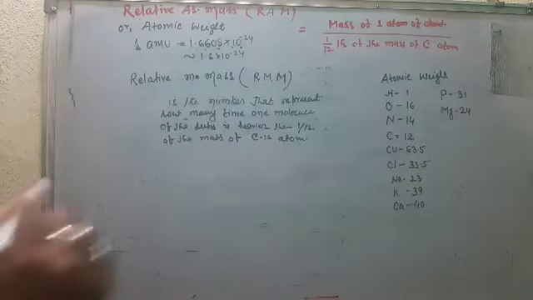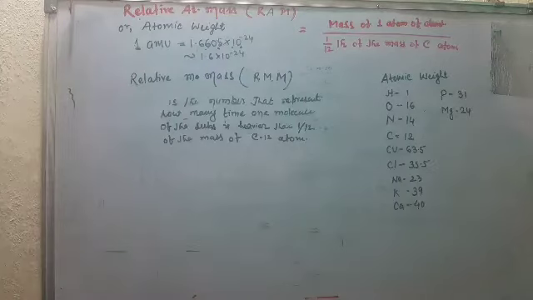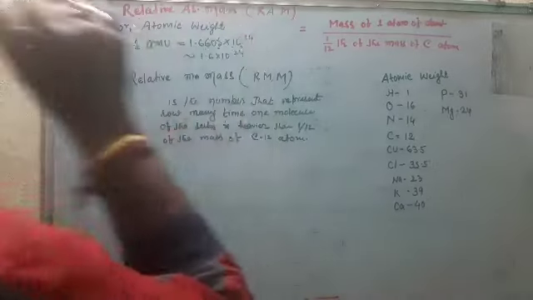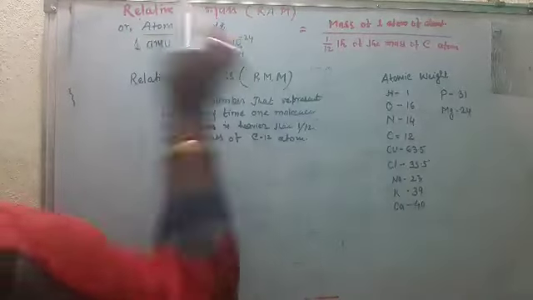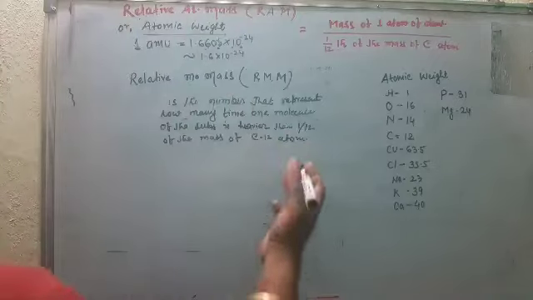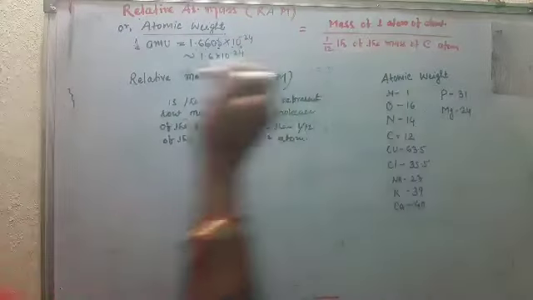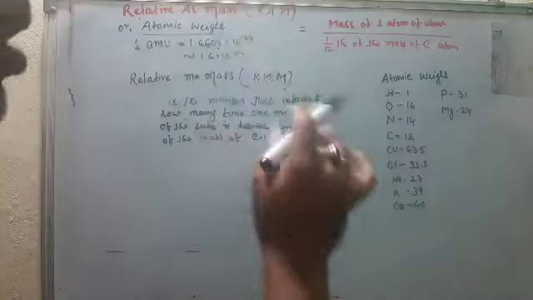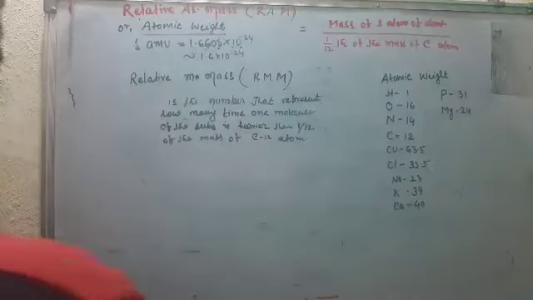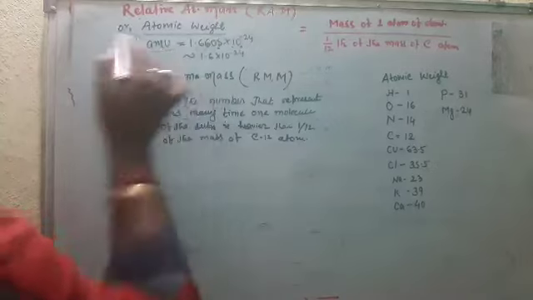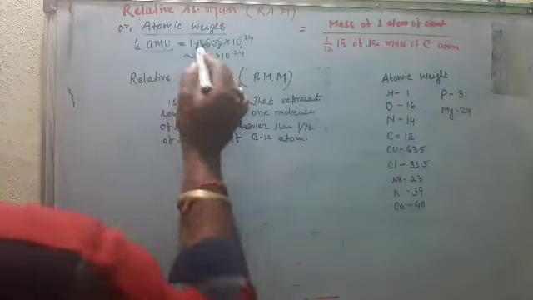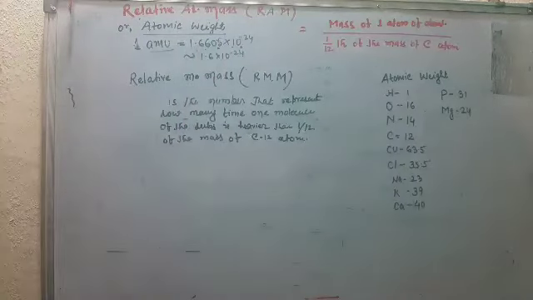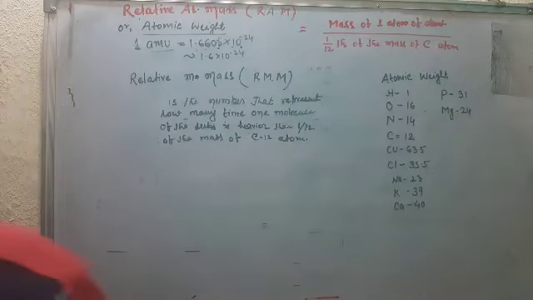Now one more topic: relative atomic mass and relative molecular mass. Relative atomic mass, that is RAM, you can also call atomic weight. Relative atomic mass is the ratio of the mass of one atom of an element to 1/12 of the mass of a carbon atom, denoted by amu, atomic mass unit, which is equal to 1.6605 into 10 to the power minus 24, similar to 1.6 into 10 to the power minus 24.